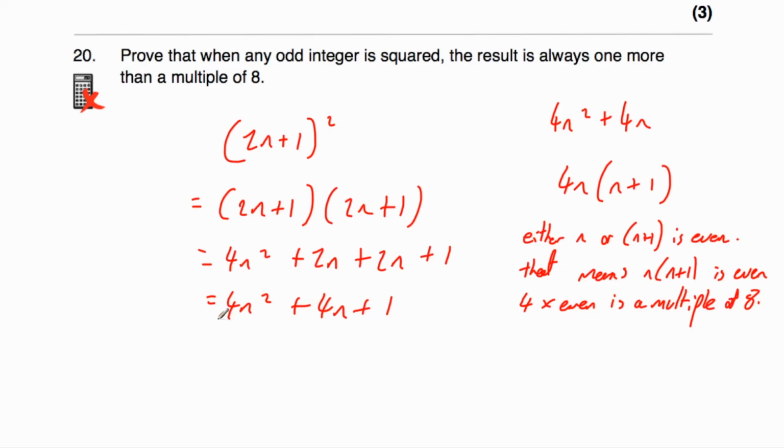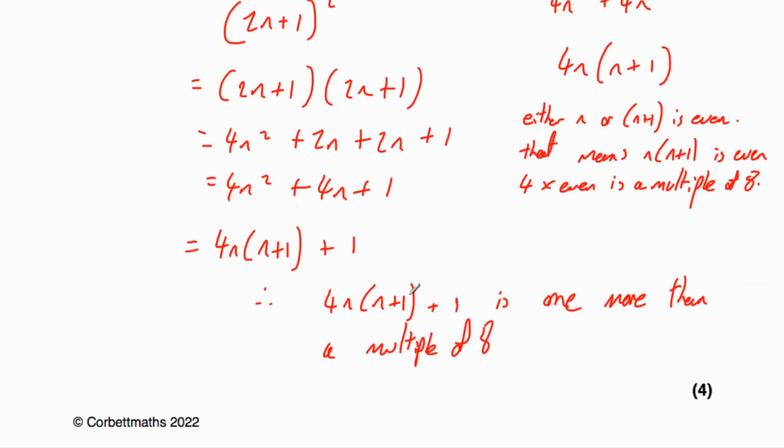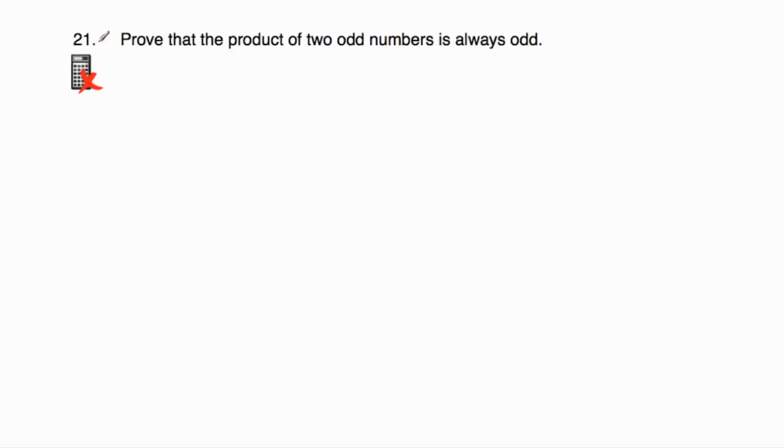So if we go back to what we had here, we had 4n squared plus 4n plus 1. Whenever we factorize the first two terms, we get 4n bracket n plus 1, and then we've still got our plus 1. Now this was a multiple of 8, and we're adding 1, so 4n bracket n plus 1, close brackets, plus 1 is one more than a multiple of 8. And that's it.